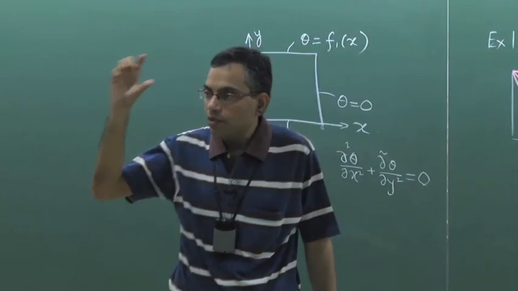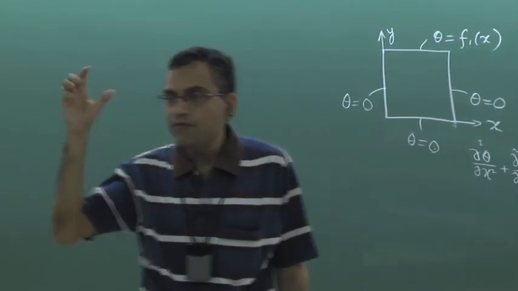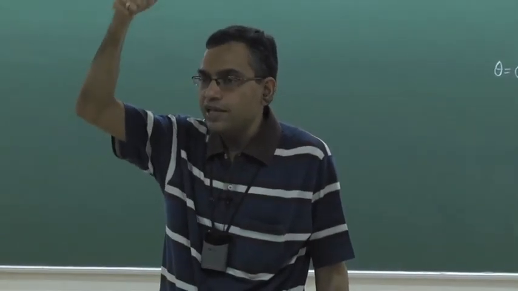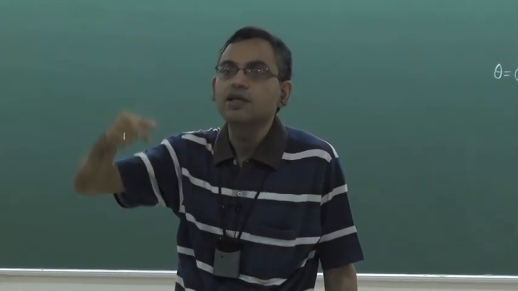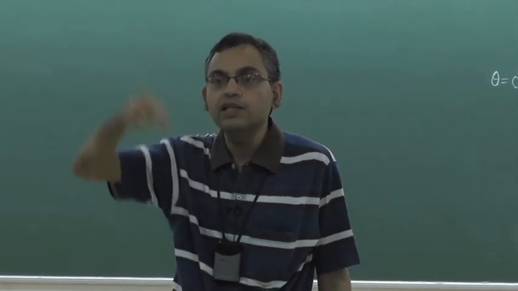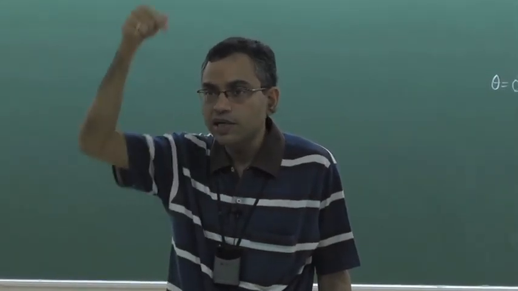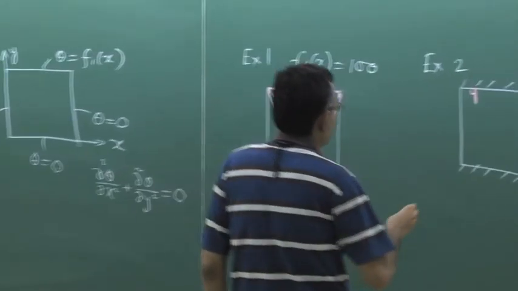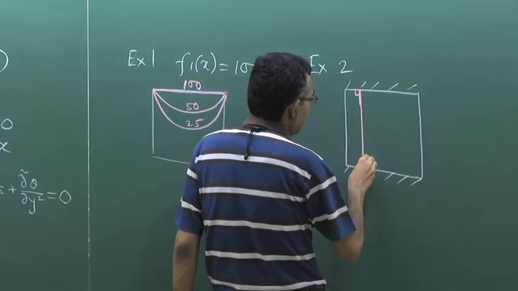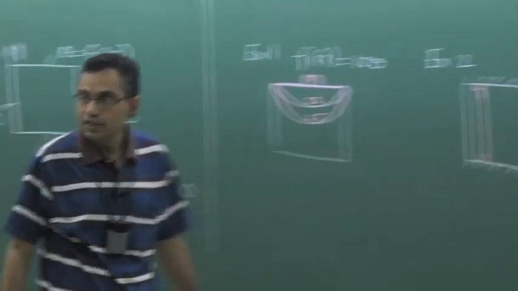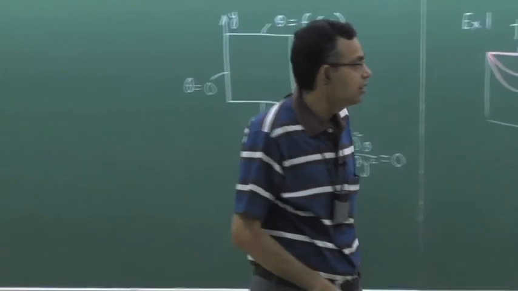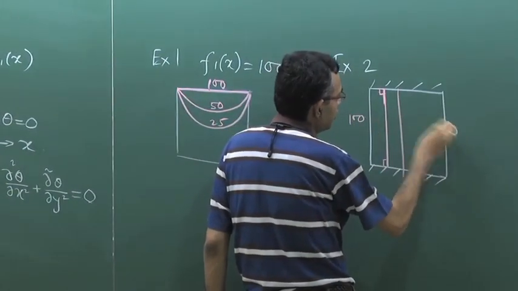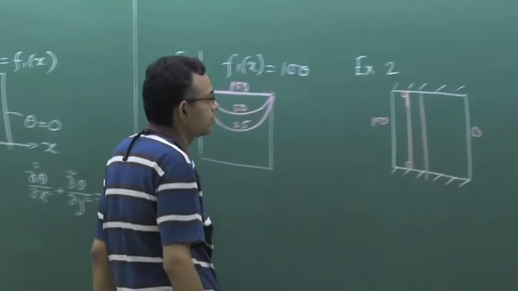If it is adiabatic, then what does it mean? It means that the heat flux is 0. That means the normal temperature gradient is 0. That means along the normal direction temperature is not changing. Therefore, the normal direction is an isotherm or constant temperature line. So in this kind of situation, for example, let us say this is 100 and this is 0, you will get isotherms like this.